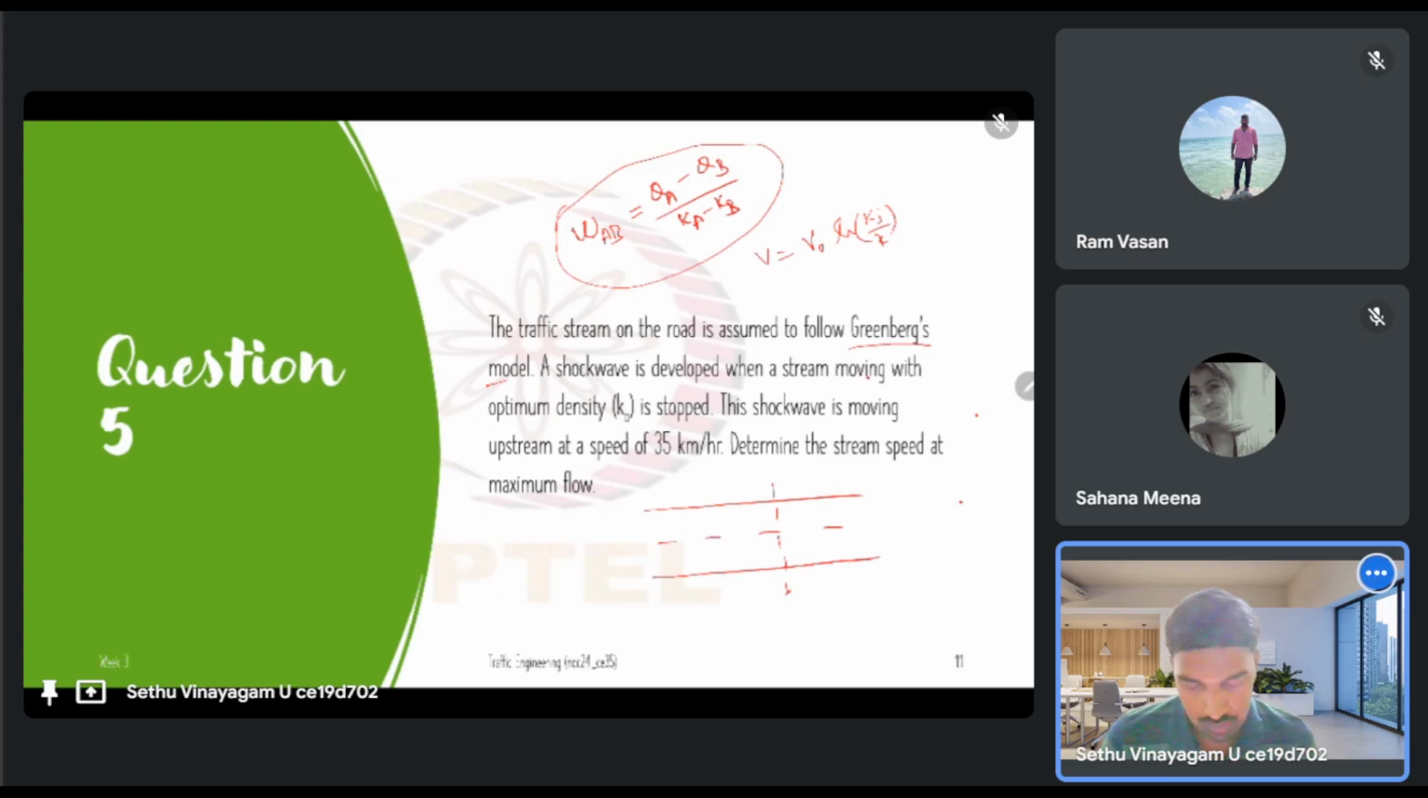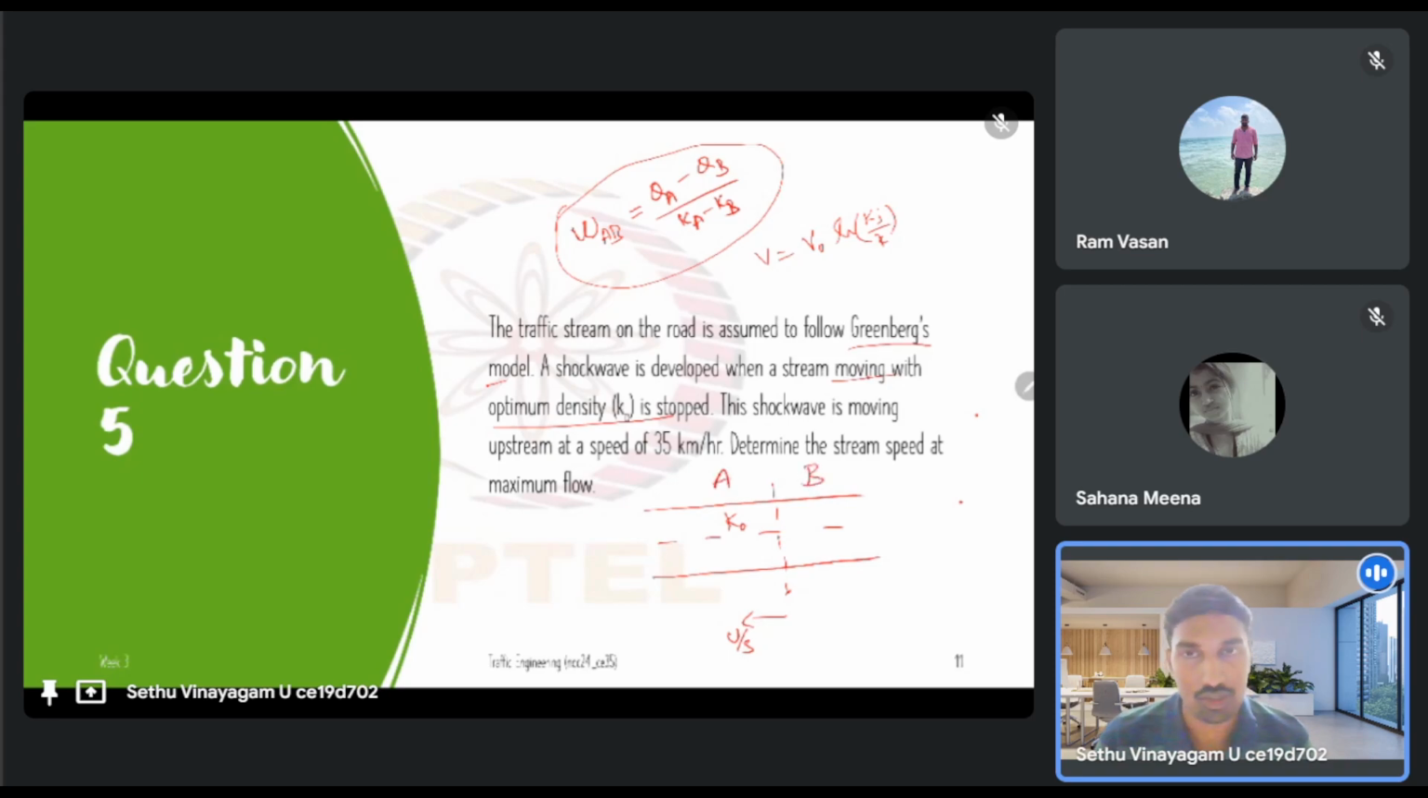What we know is that it is developed when a stream moving with optimum density is stopped, which means upstream of this location we have a density K0. This is the optimum density. What is the optimum density? Where the flow is maximum. So that is the traffic state, let us say A, and this is traffic state B.